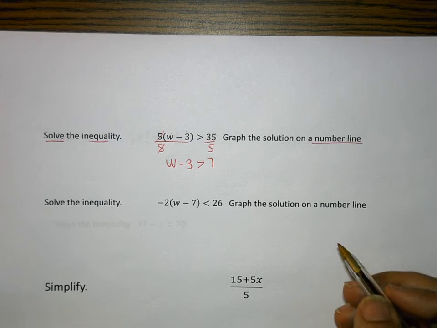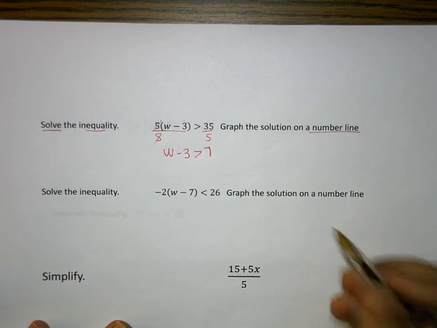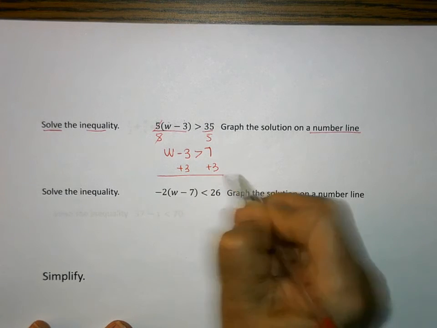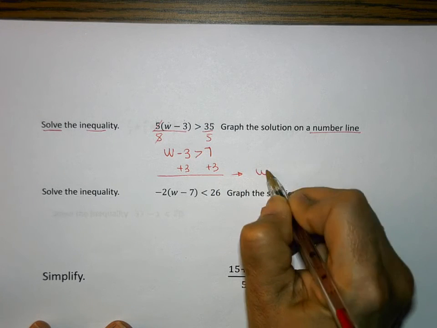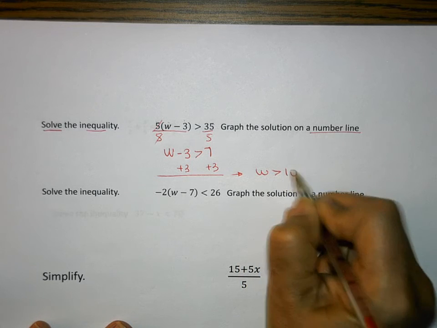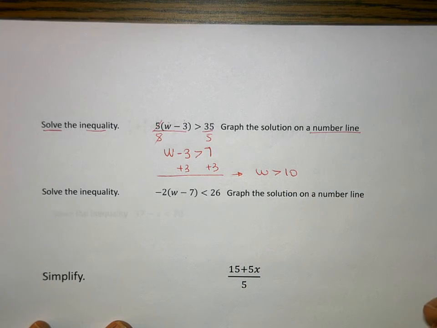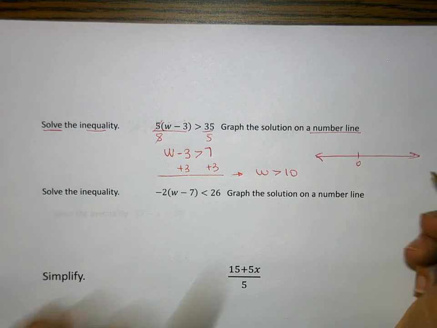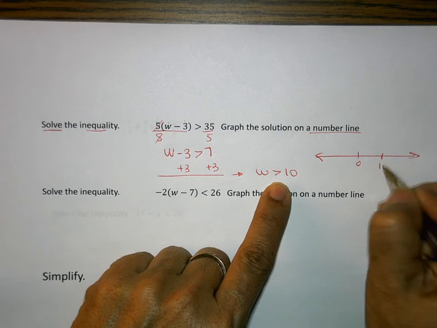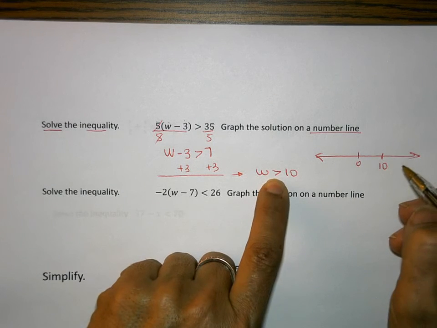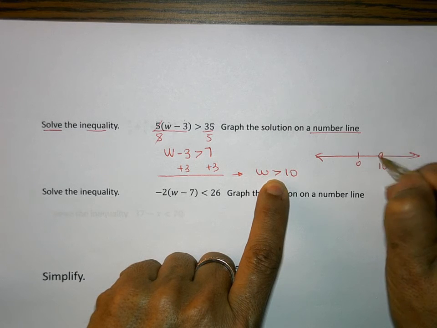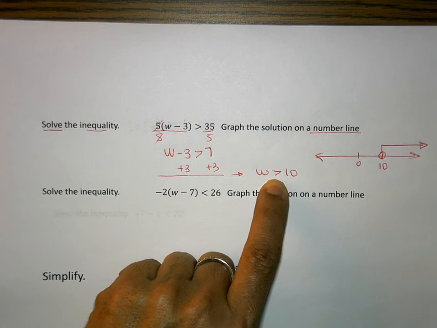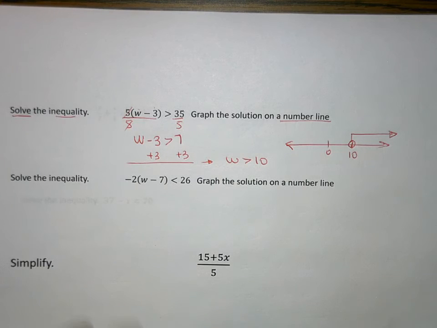And now all we need to do is add the 3 to both sides, and we get, continue down here, that W is greater than 10. So on a number line, I would show by putting the number line with the 0. I would place the 10 somewhere here. Because I don't have an equal under, I would put an open circle and show that I want all the W's greater than 10. Okay? And that would look like something like this.